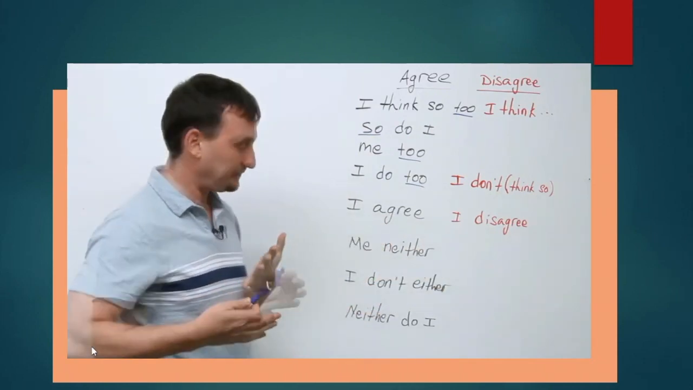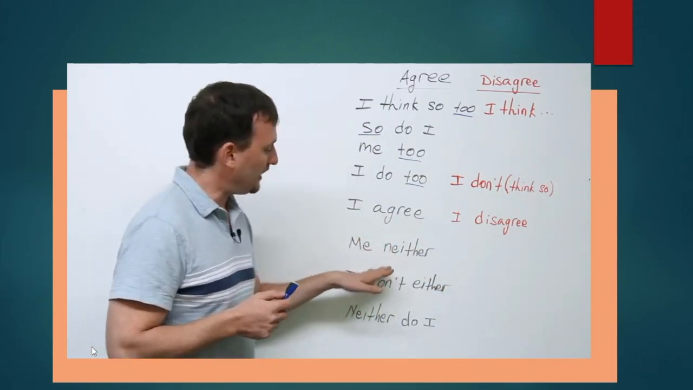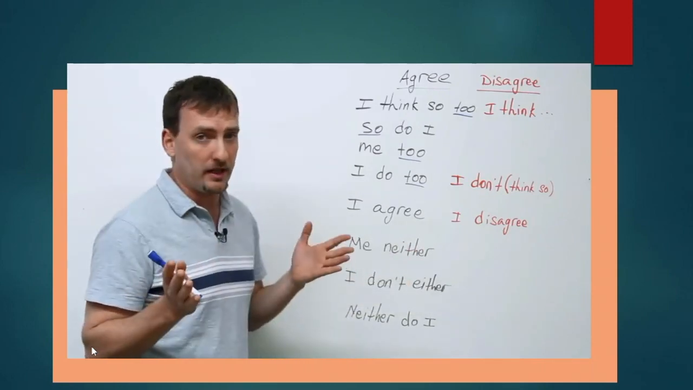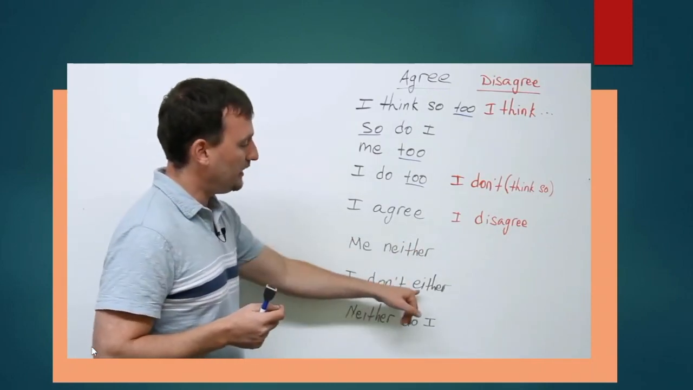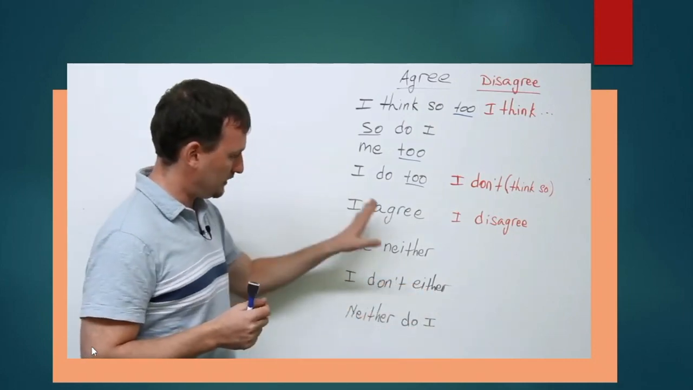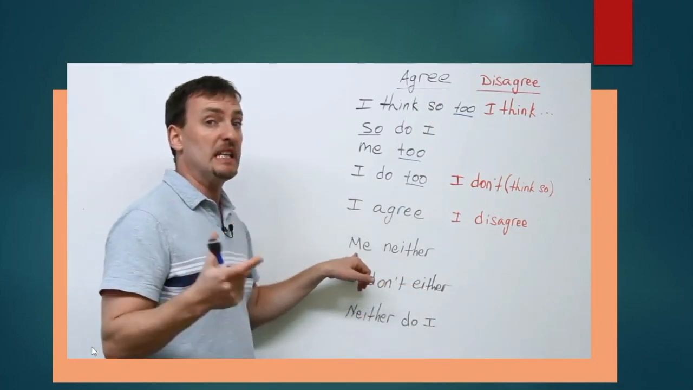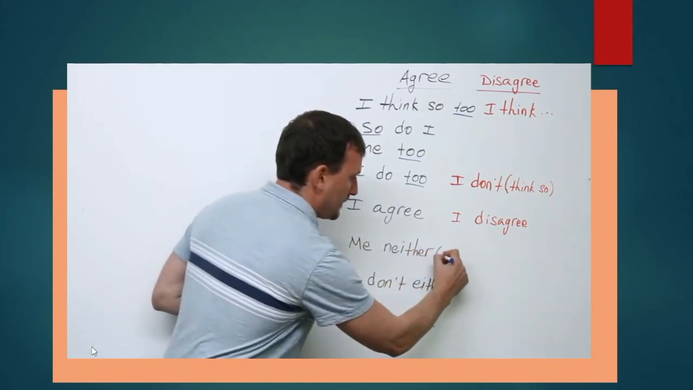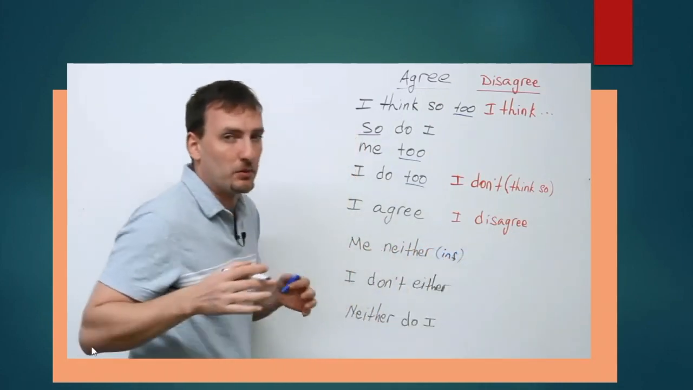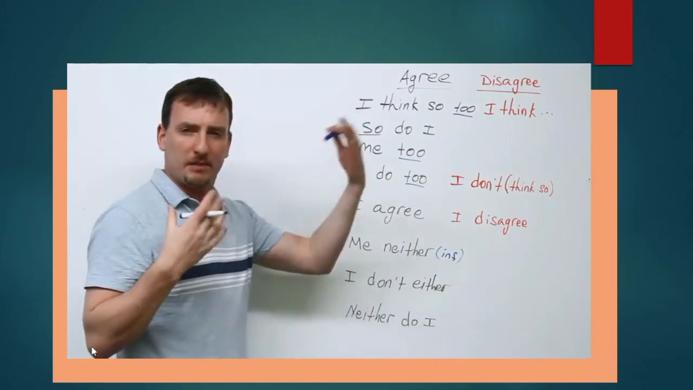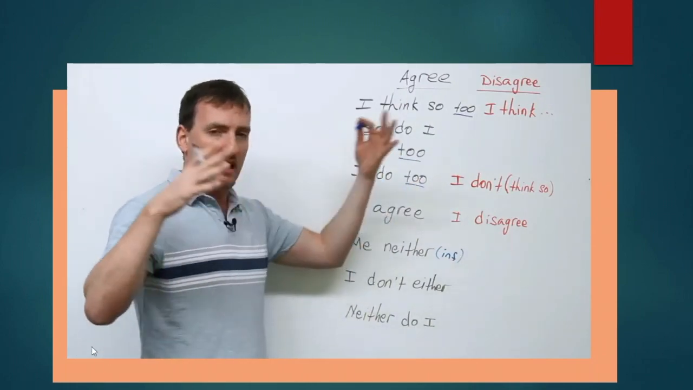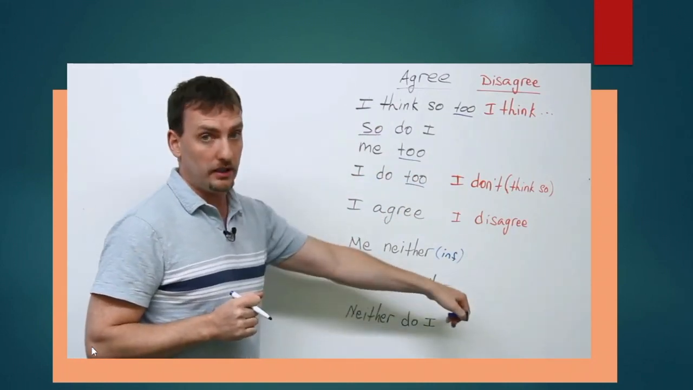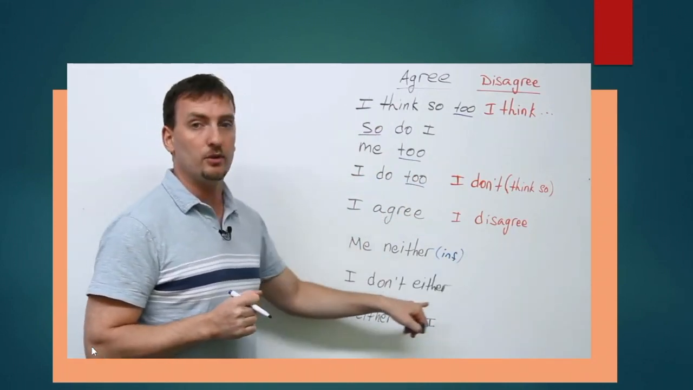Very straightforward. Now, we have neither. Some people say neither. Both are okay. Choose which one you like. Either, either, and the same. So you can say me neither. This is very informal. Okay. I'll put here, just so you remember, it's informal. Don't write it in a business situation or a high-level meeting, for example. Don't use that. I don't either, or neither do I.